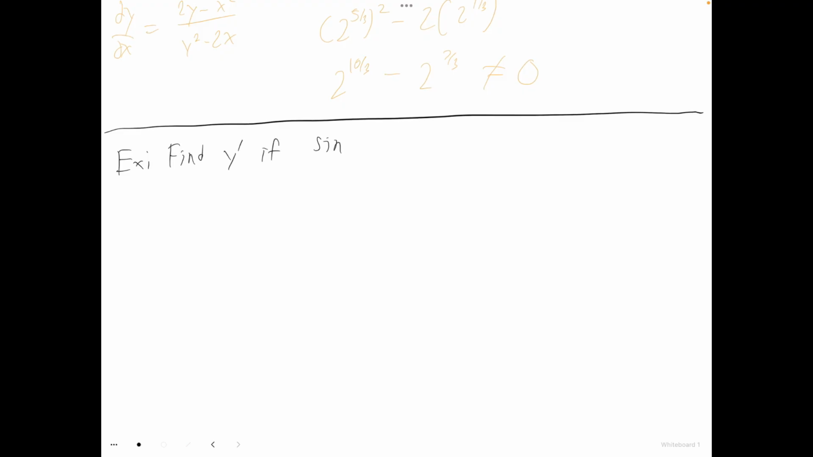So now let's look at another example. In this example, we want to find y prime if sine of x plus y equals y cubed cosine of x. So we want to solve this expression for y prime. So we're going to take the derivative of both sides separately. So take the derivative with respect to x of sine of x plus y, and the derivative of y cubed cosine of x.